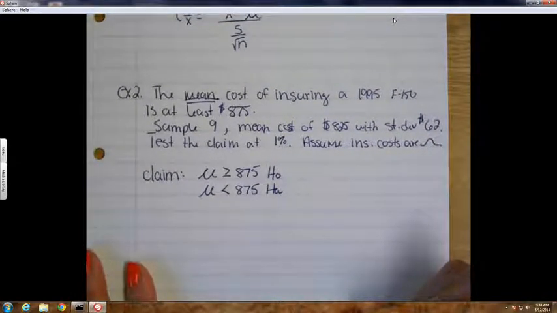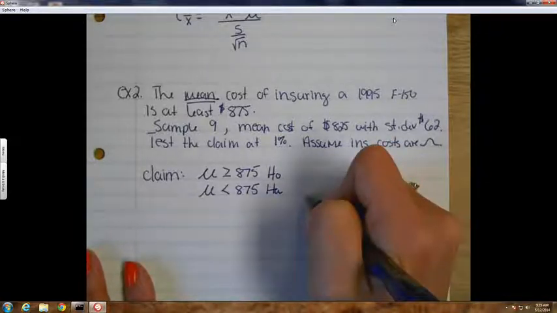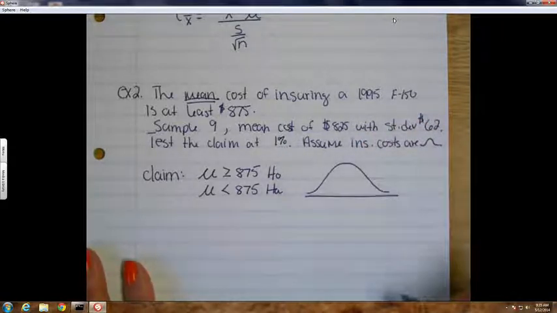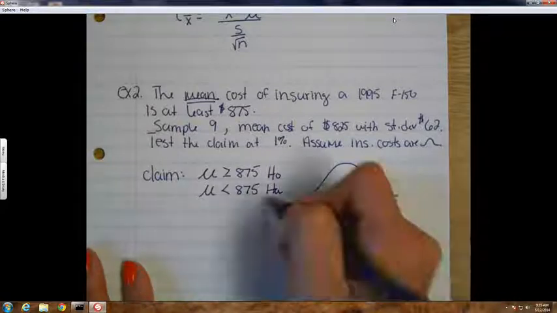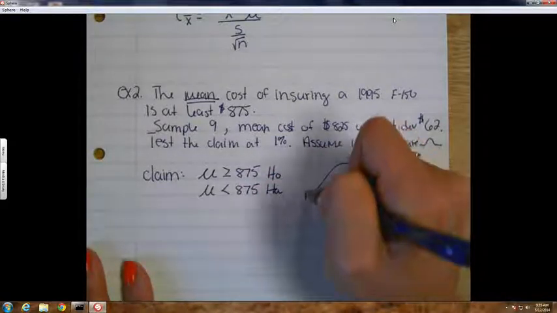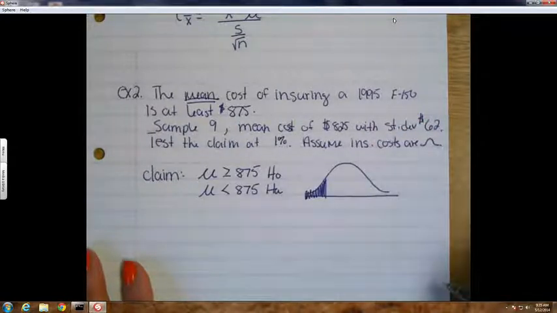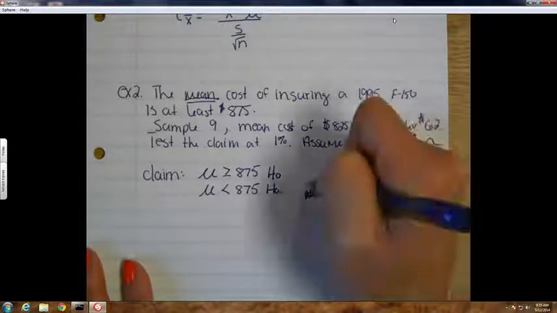Okay, now what's next? Draw the graph. Normal graph, shading, which one? Why the left? Because the Ha is pointing to the left. There we go. How much is shaded? 0.01.